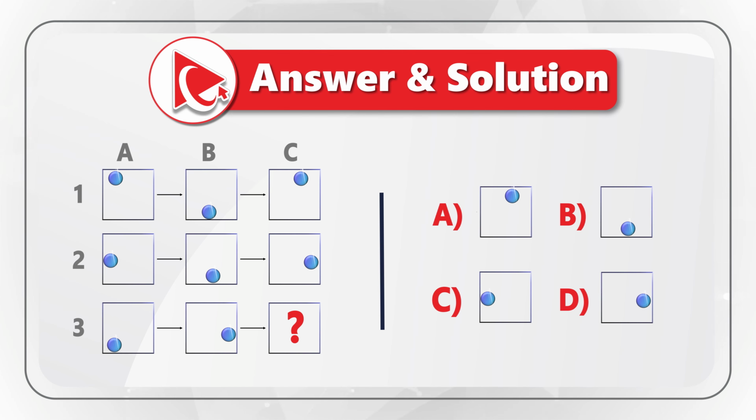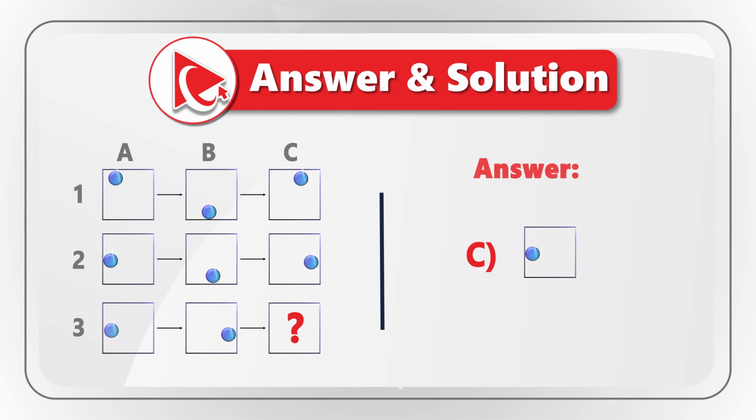If you look closely at the picture, the ball in row 3 moves from position 1 to position 2, and then to position 3. So the correct answer here is choice C.